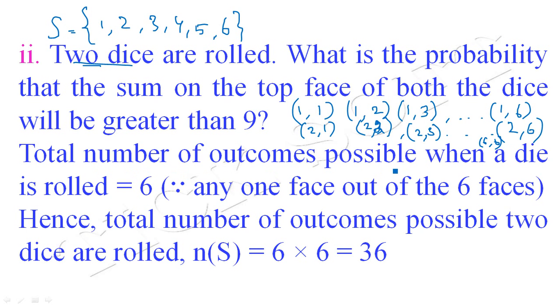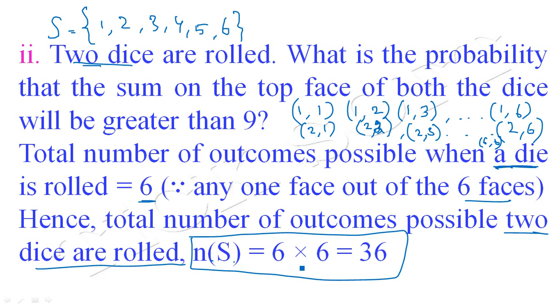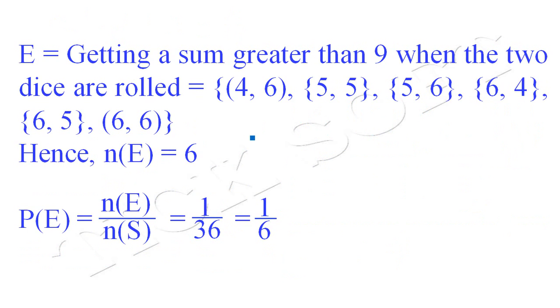The total number of outcomes possible when a die is rolled is 6, that is, any one face out of the 6 faces. This is when only one die is rolled. But when 2 dice are rolled, n(S) = 6 × 6 = 36. Whenever only one die is rolled, the total number of outcomes is 6. Whenever 2 dice are rolled, the total number of possible outcomes is 6 × 6, which is 36. Now we have to find the probability that the sum on the top face of both dice will be greater than 9. So we are going to take the required event E.